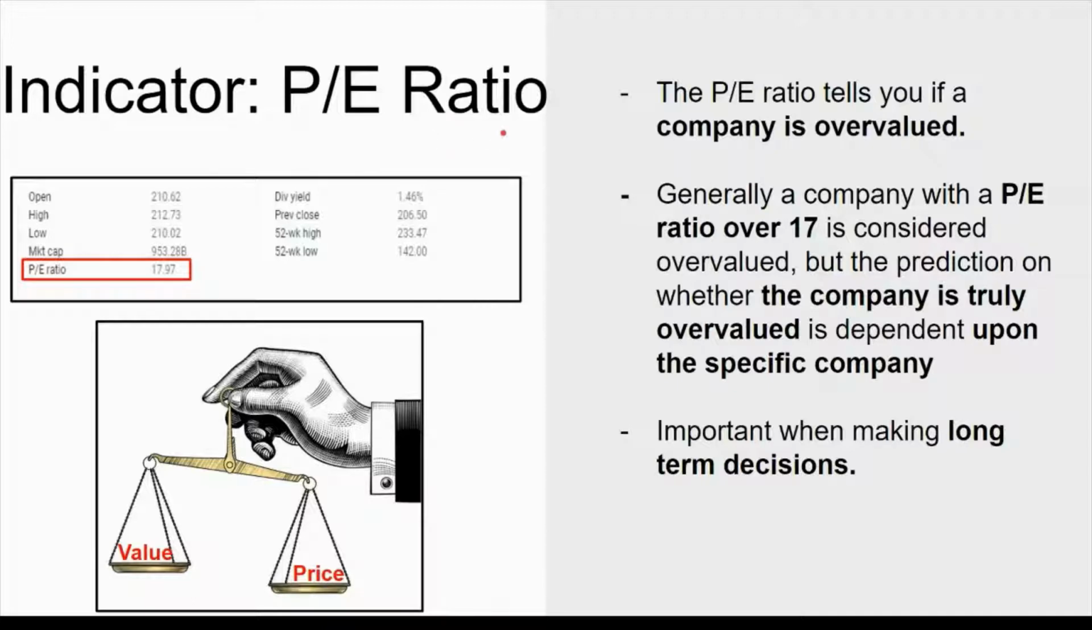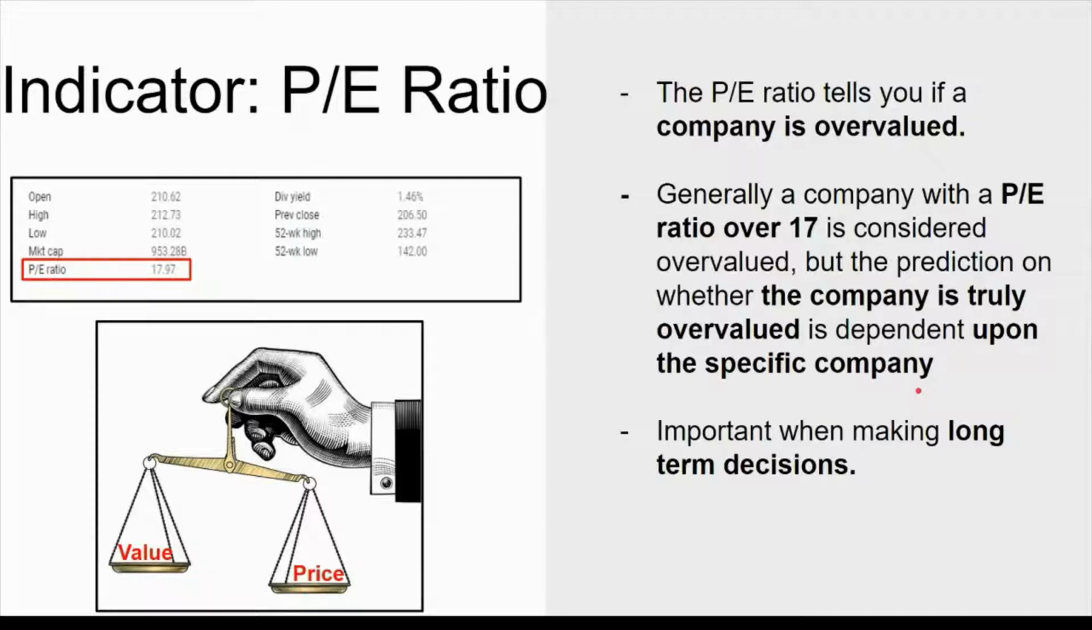And another indicator is the PE ratio. So the PE ratio tells you if a company is overvalued. So right here we see that Apple has a PE ratio of 17. What I usually say is generally a company with a PE ratio of over 17 is considered overvalued. However, the prediction on whether the company is truly overvalued or not is dependent upon the specific company.